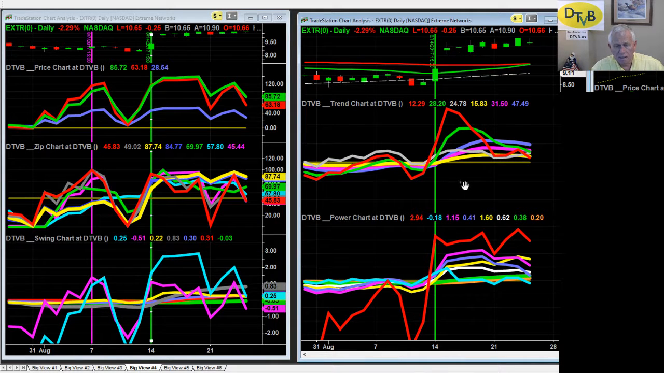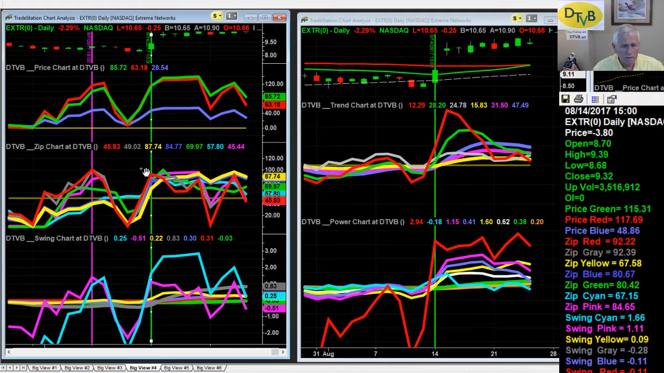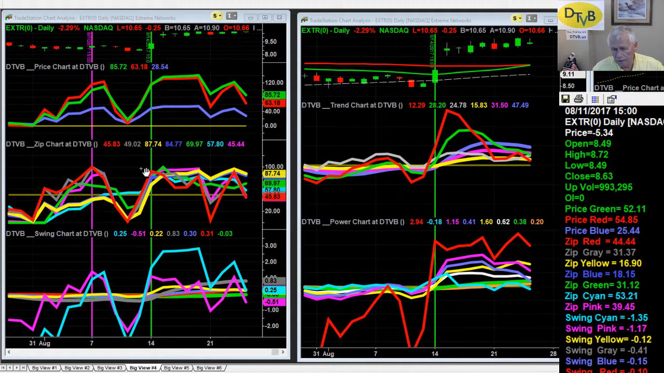And this is again a classic example of a gap up. We had a nice green candle in this case as well. On this particular day, Zip Red, the day before the vertical green line, was at 44. On the vertical green line day, Zip Red is at 92. So it's jumped 48 points, almost 50 points. And this is a classic move that we know about.